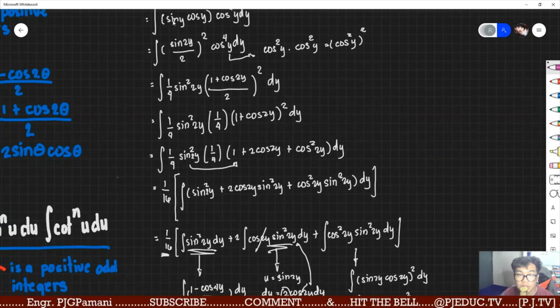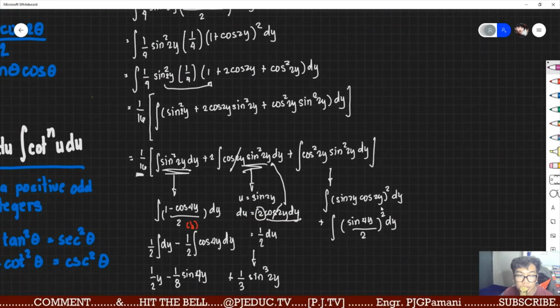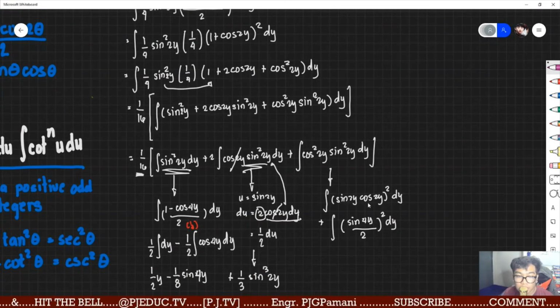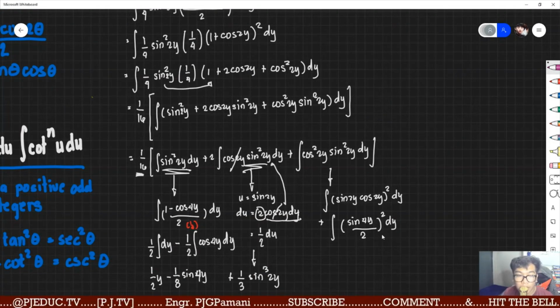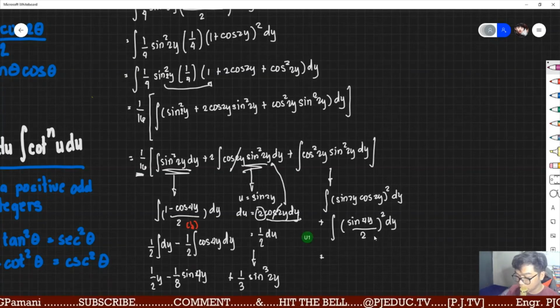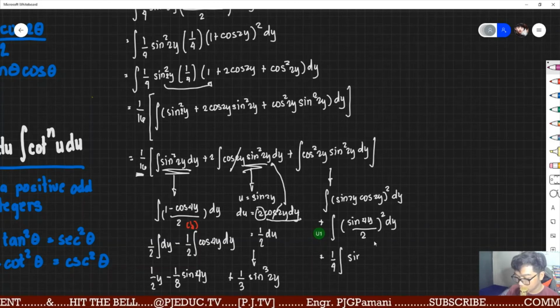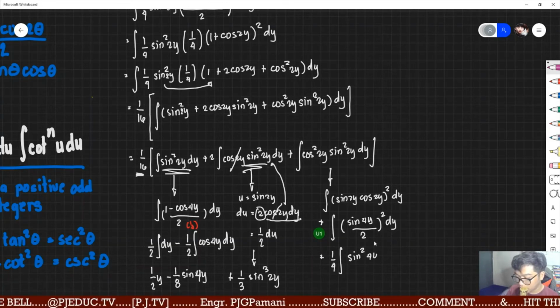Kung yan ay sine y, cosine y, this one now is sine 2y. So, same goes with this one. Sine 2y times cosine 2y will be now sine 4y all over 2. Then, square dy. We'll have now 1/4 of sine squared 4y dy.